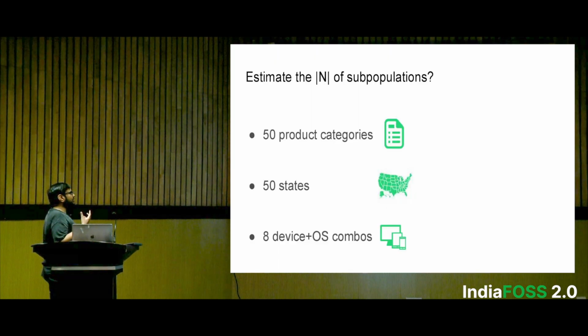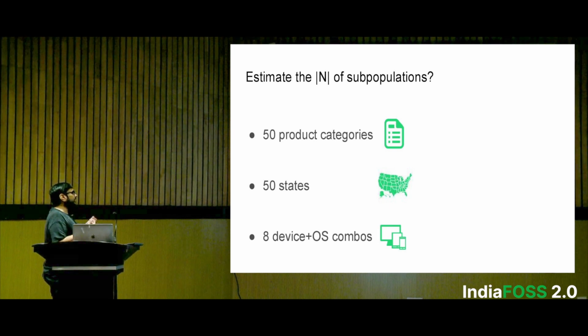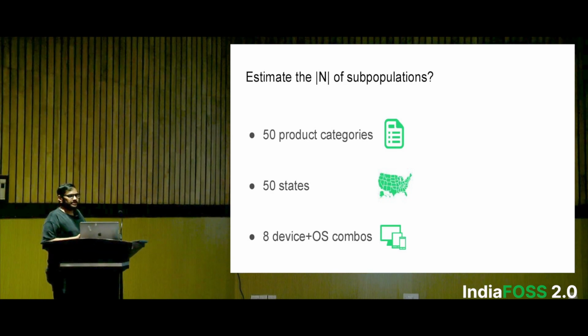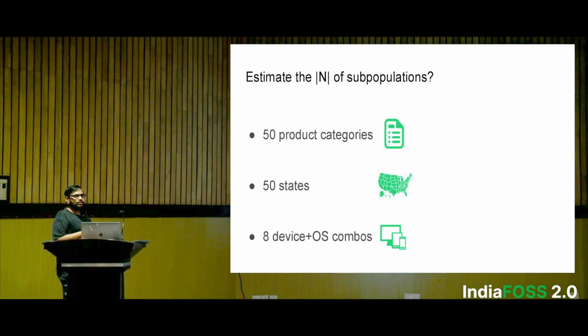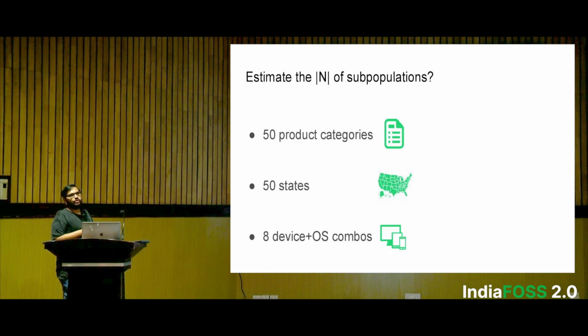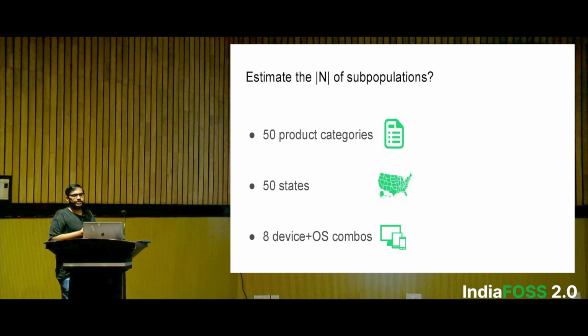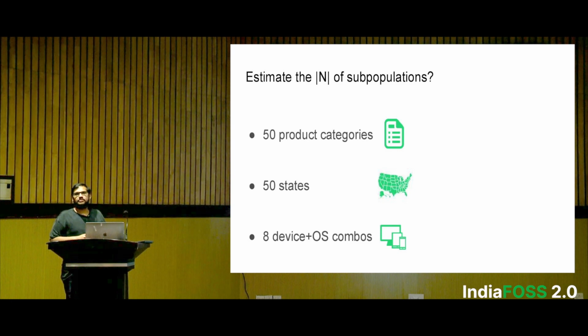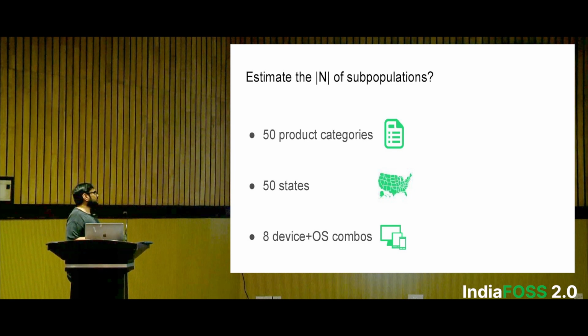So let's assume that you are an e-commerce company. You are monitoring your revenue, and you're monitoring your revenue by various product categories, like assume 50 product categories over 50 states, and 8 device plus OS combinations. So what would be the total amount of subpopulations or subgroups that we'll have if you're monitoring this? Any guesses or thoughts?